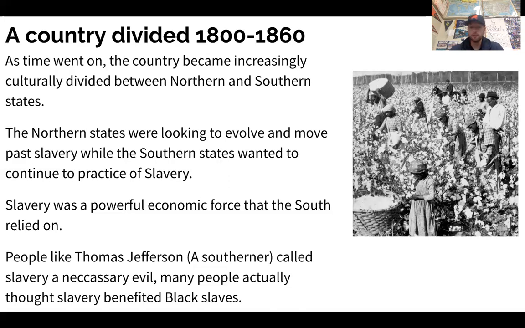People even like Thomas Jefferson, who was one of our presidents, called slavery a necessary evil. He owned slaves. And many people actually thought slavery benefited Black people. A lot of people tried to tie in the religious aspect, that we were saving these people from Africa, bringing them to the United States, helping them find God, and so on and so forth. The concept that these people were actually benefiting from slavery, which we obviously know isn't true.